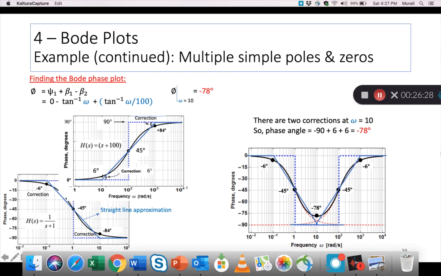Okay, so that's how you put these two together when you have a problem with a set of poles and zeros.